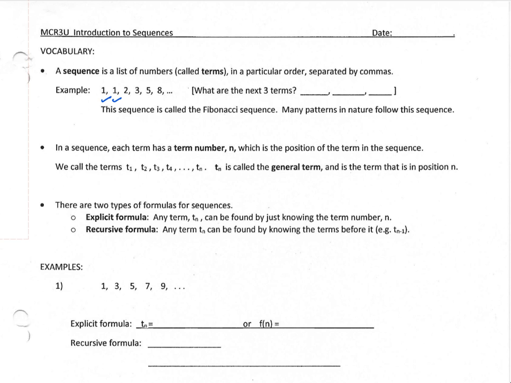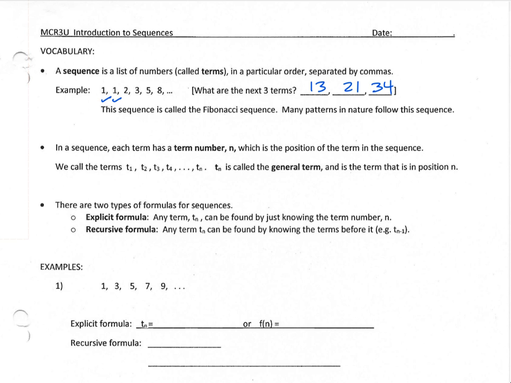Okay, so 2 is 1 plus 1, 3 is 1 plus 2, 5 is 2 plus 3, 8 is 3 plus 5, and so the next one's going to be 13, which is 5 plus 8, and then 8 plus 13 is 21, and then 13 plus 21 is 34. So we can continue that sequence because we know the formula for calculating any term if you know the terms before it.